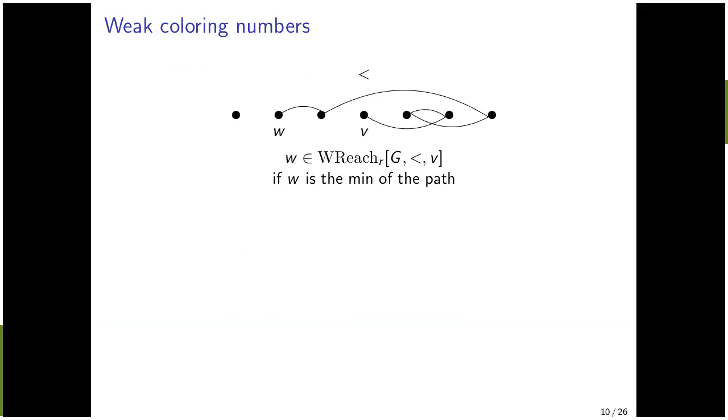We need one more tool to deal with neighborhood complexity of graphs of bounded tree width, which is the weak coloring numbers. So the setting is the following: we have a graph G, and suppose we have a total ordering of the vertices, a linear ordering of the vertices of G. Now we say that a vertex W is weakly reachable from V at distance at most R if there is a path from V to W of length at most R, such that the minimum of this path, according to the total ordering, is W. Okay, so we can use only vertices which are on the right of W, never the vertices on the left.